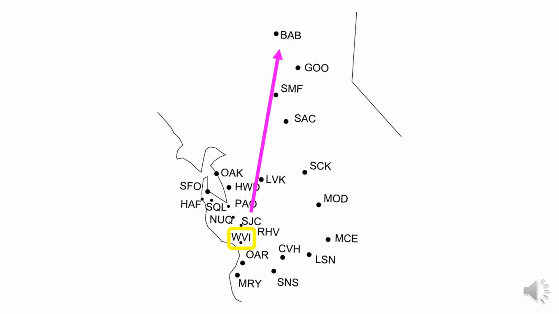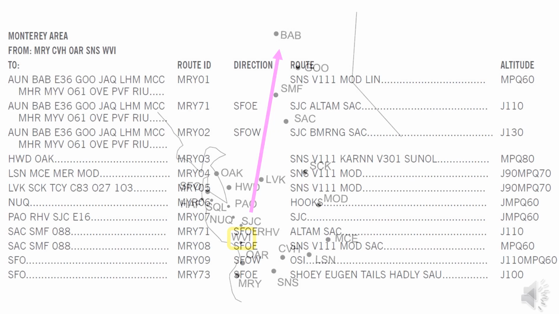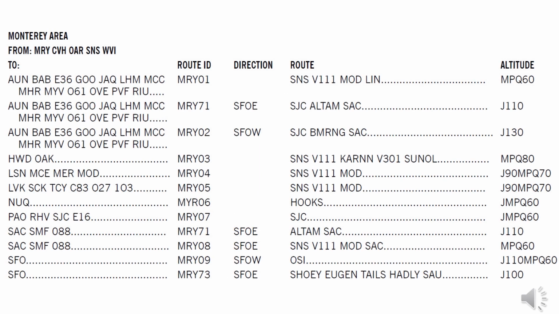For example, Watsonville is on the map, but your destination, Lima Hotel Mike, just south of Beale Air Force Base, Bravo Alpha Bravo, isn't. If your flight includes an airport that is near one of the designated airports, check the TEC listings. You may find a route that applies to your flight. Specific TEC routes are listed in the chart supplement by area. In this case, Watsonville is included in the Monterey area.